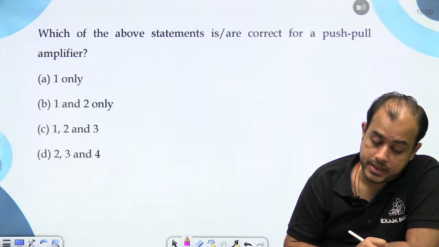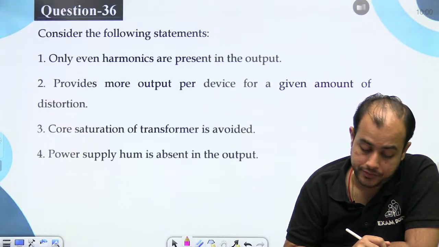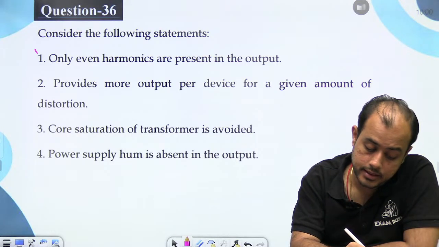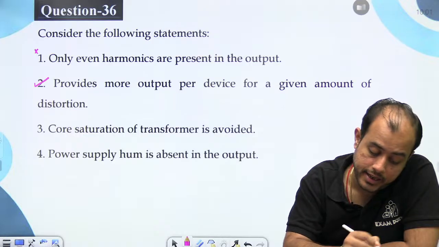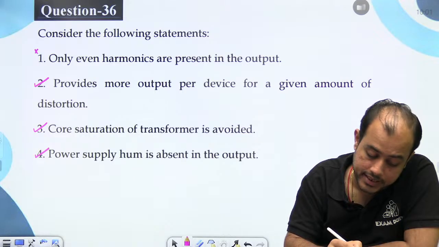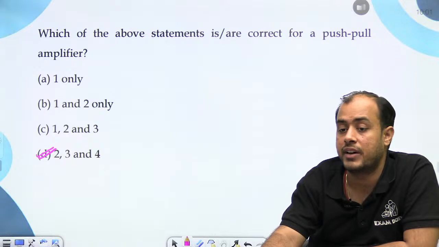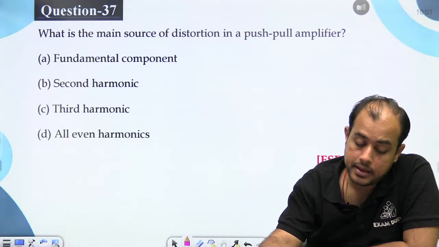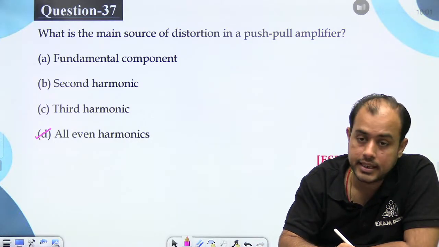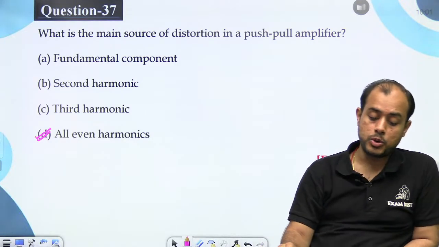Consider the following statements which are correct for a push-pull amplifier. Only even harmonics are present? No. Provides more output per device? Yes. Core saturation is avoided? Yes. Power supply humming is absent. तो ये सब points ना आपको याद करने पड़ेंगे for different power amplifiers. This is ESE 2009. Main source of distortion in a push-pull amplifier: even harmonics. Even harmonics are a source of distortion in the push-pull amplifier.